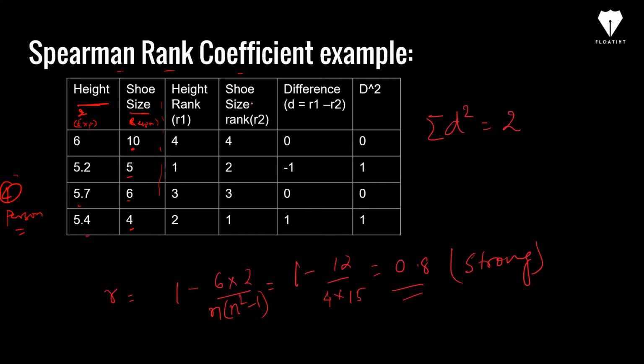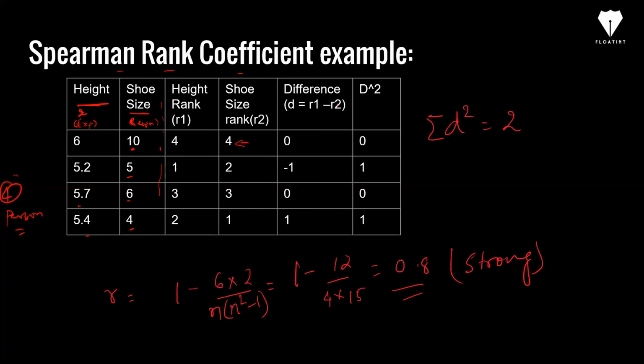Similar thing will come under shoe size here. In ascending manner, I give first rank to the lowest, that is 4, then 5 is second, then 6 is third, and then 10 here is the highest.